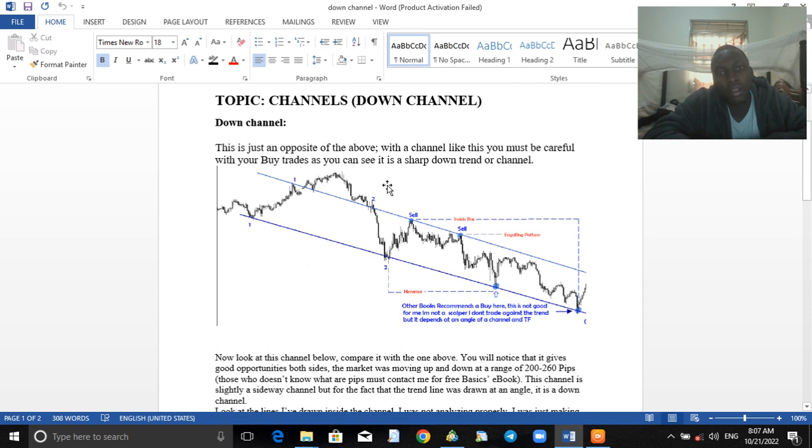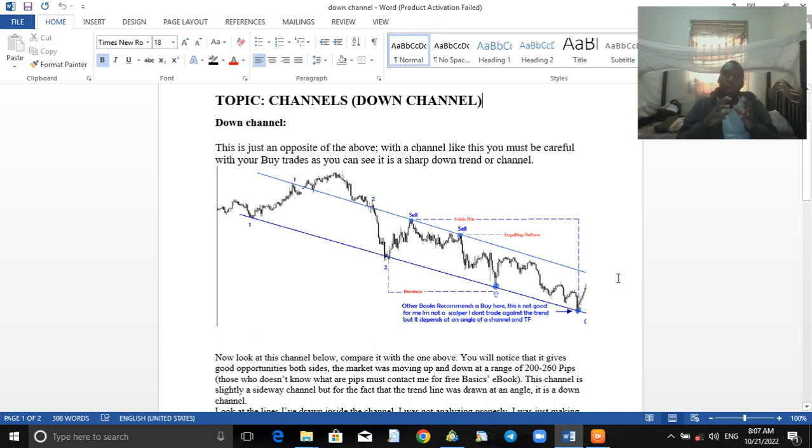I think most of you can see this illustration which I have here is my down channel. Now I try to spot my lower highs and lower lows, and I connected these two trend lines. This is my support trend line and this is my resistance trend line. So now whenever the market was reaching this resistance trend line of mine, I was spotting for sell entries only. Sell entries only.